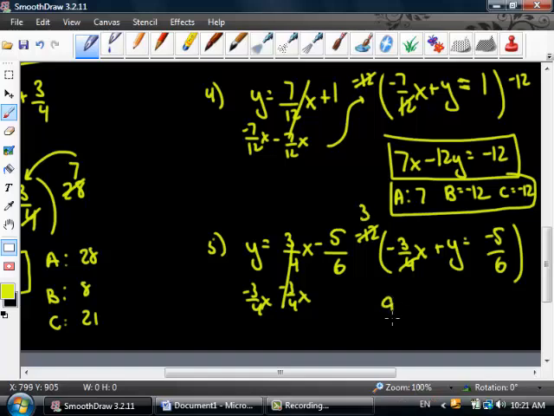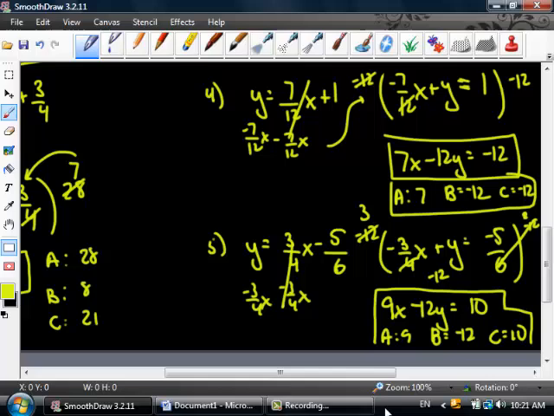That's 9x minus 12y equals 2. That would be 10. Yes? So A equals 9, B equals negative 12, capital B, and C equals 10. And you are done with that problem here.